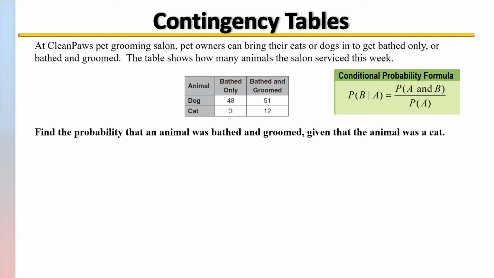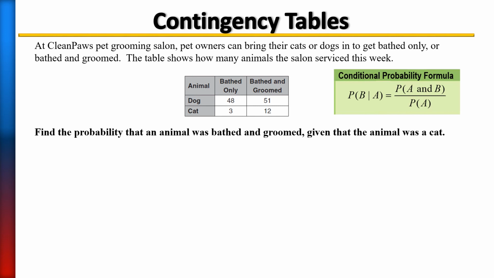At Clean Paws Pet Grooming Salon, pet owners bring their cats or dogs in to get bathed only or bathed and groomed. The contingency table below shows how many animals the salon serviced this week. So to find this, we're going to use the conditional probability formula, which is, if you want to find the probability of B given A, first find the probability of A and B over the probability of A.